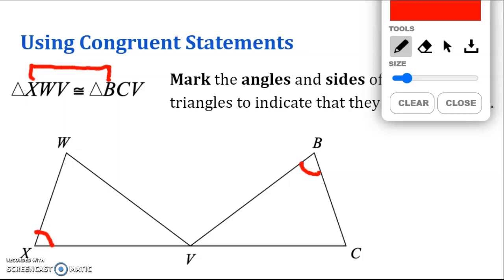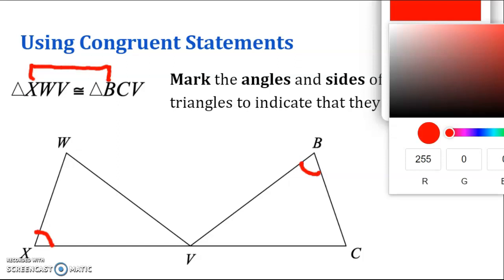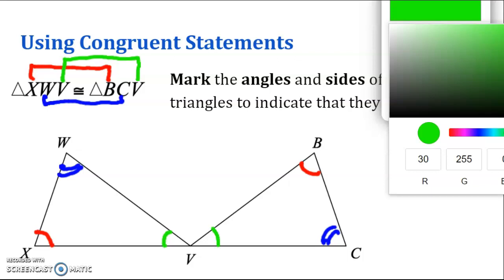Okay, and then let's do another color. W matches up with C. Vertex W matches up with C. Okay, and then finally let's do green. V matches up with B. Okay, alright, so then we have marked them.